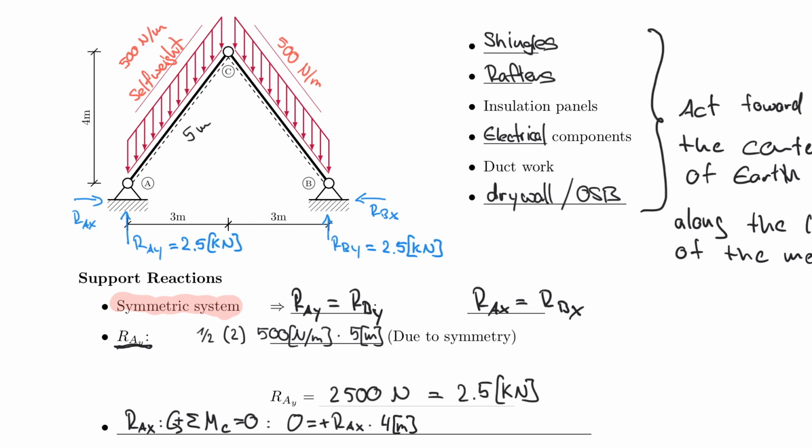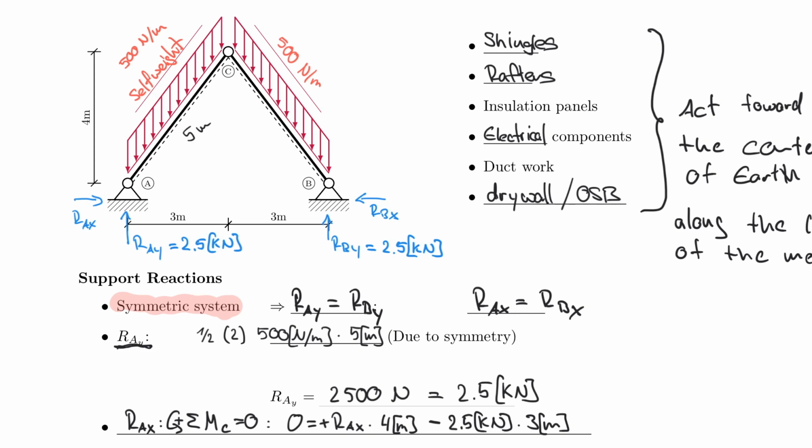Then it's also RAY, but I already know that's 2.5 kilonewton. So 2.5 kilonewton multiplied by 3 meters in this case. That's the vertical lever arm. So just to be clear, that's this force about this point with that lever arm. And that rotates actually clockwise, so therefore that is negative.